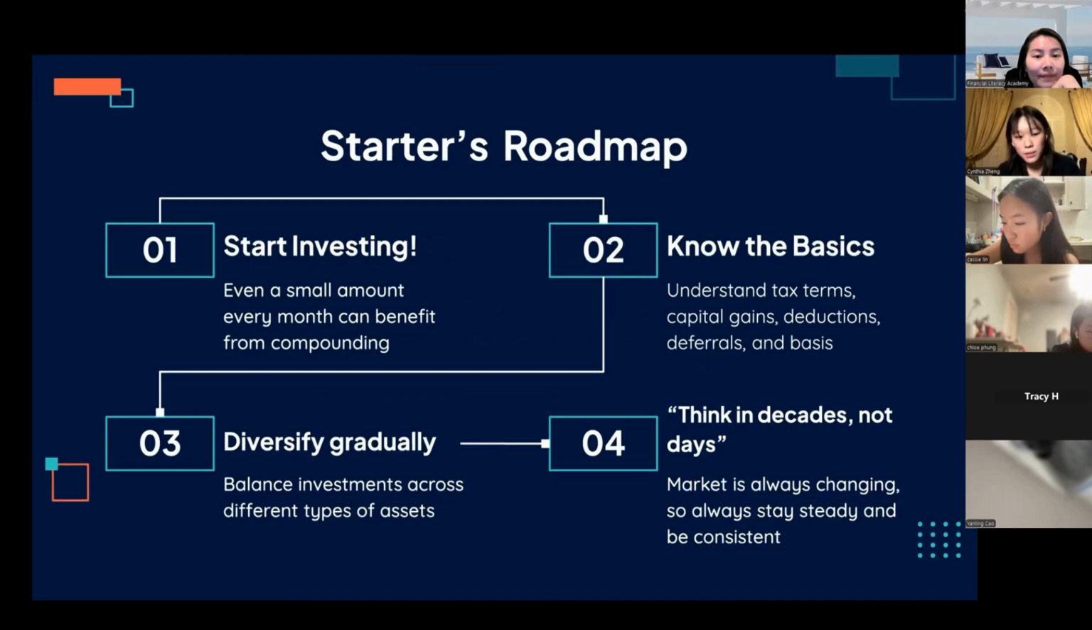So here's a starter roadmap into investing. First of all, just start investing, even if it's a small amount per day or per month. You can definitely benefit from compounding as long as you're able to start earlier. And while you do that, also know the basics of investment and finance. Being able to understand tax terms, capital gains, deductions, deferrals, basis, and everything like that is really important as you invest. Three, as you become more experienced, start diversifying your investments gradually across different types of assets like stocks, bonds, real estate.